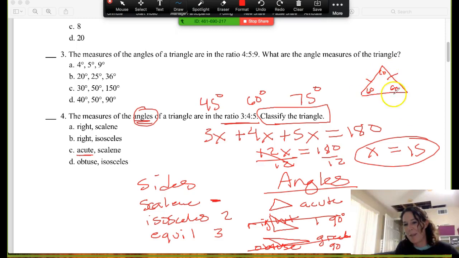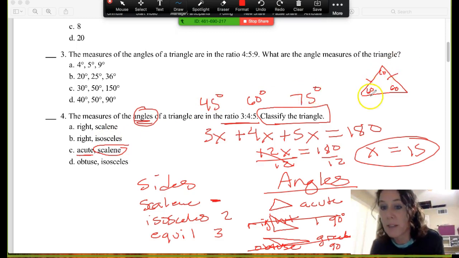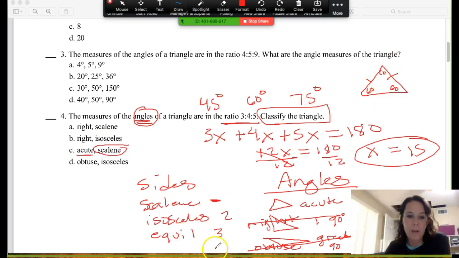60, 60, 60 makes 180. But if two of the angles match, the side opposite will match up with the angle. So if two of the sides are the same, two of the angles will be the same. If they all have different measures, I'm going to have a scalene triangle. If two of the angles had the same measure, I would have isosceles. If all three angles had the same measure, meaning they're all 60, I would have equilateral. So this has to be acute scalene.